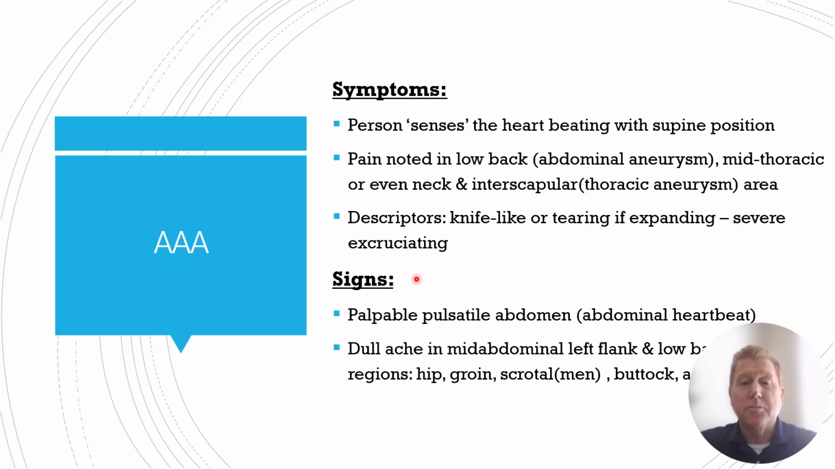Some of the things that we would do from an evaluation and examination standpoint might be that they would have a pulsatile abdominal mass where you would be able to see the pulse through the abdominal contents. And there may be some mid-abdominal or left flank low back pain that is unchanged with active screening of those joints, low back and hips specifically.